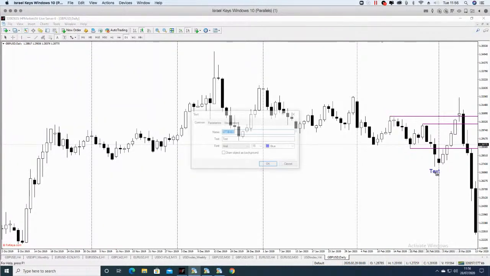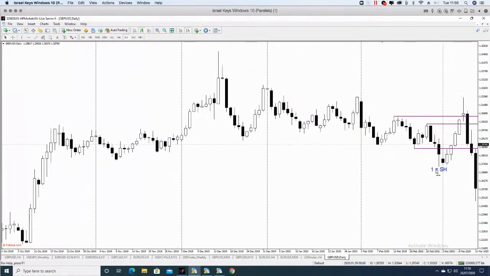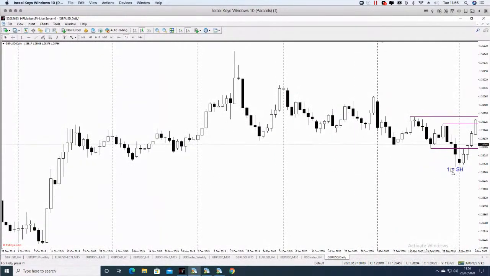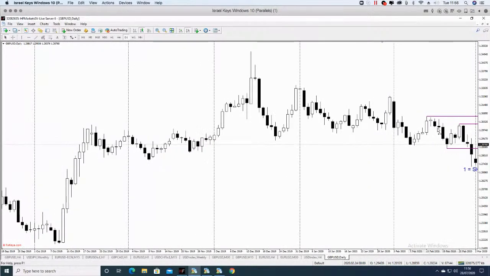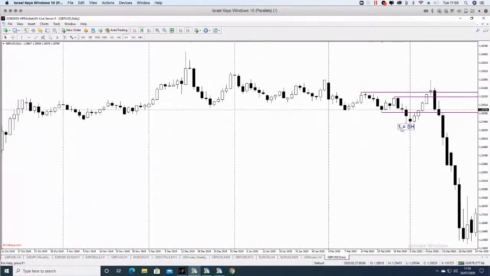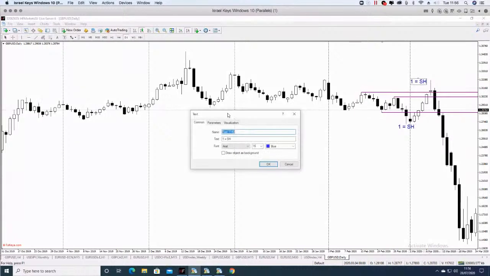It looks like this is the one. This is a stop hunt. So 1 equals stop hunt. It then looks like this is the 2. This is the 2, which by our system would be the market structure break.